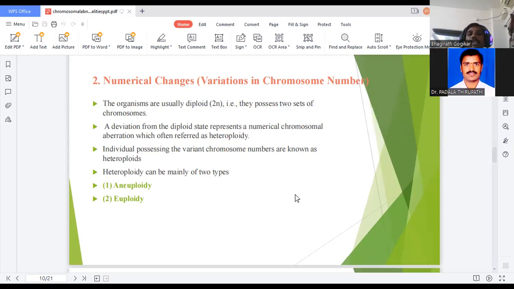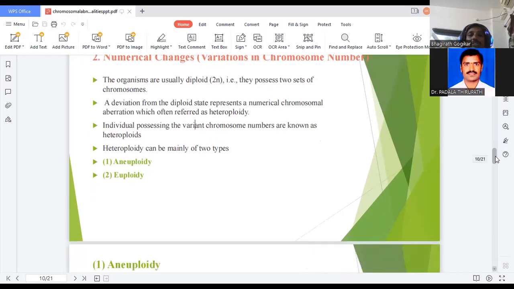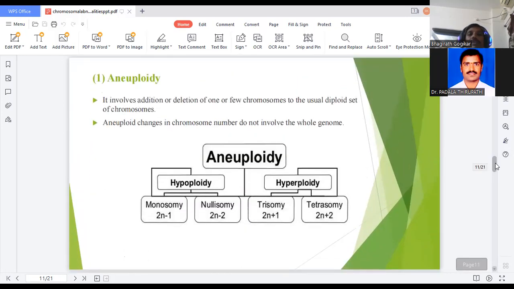chromosomes. Any deviation, any change from the diploid state represents a numerical chromosomal aberration, which is often referred to as heteroploidy. We can also call it numerical changes in chromosome number or numerical variations. Heteroploidy is mainly divided into two types, aneuploidy and euploidy. So first, let us go for aneuploidy.